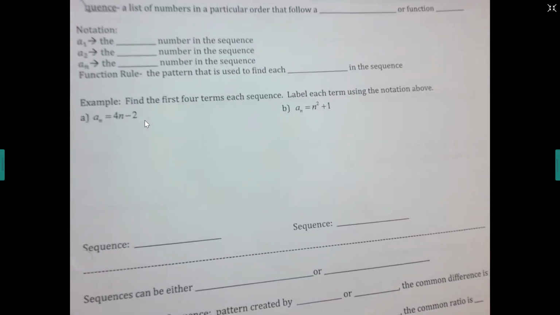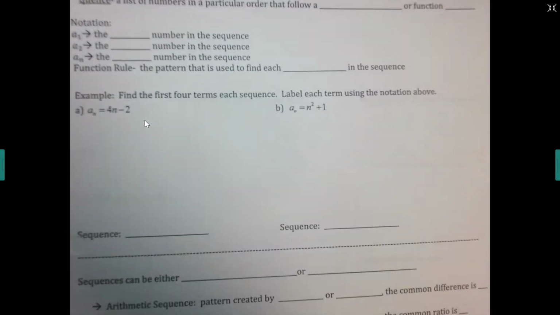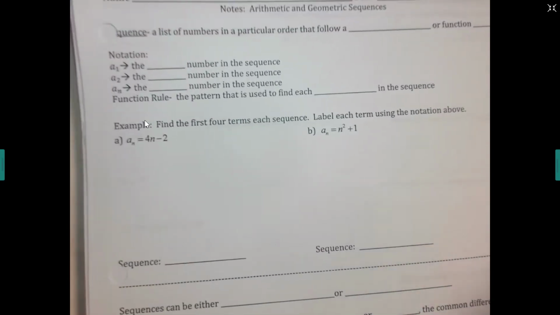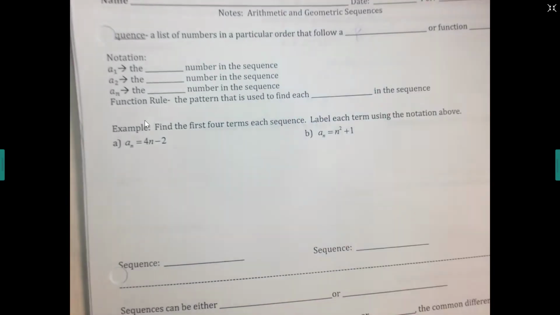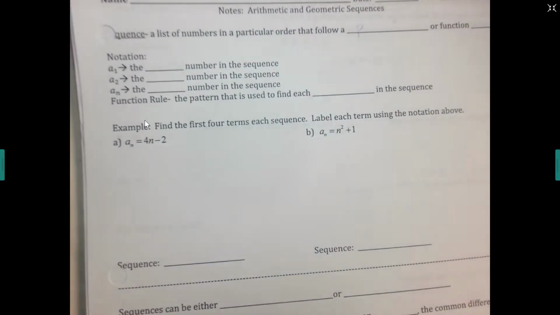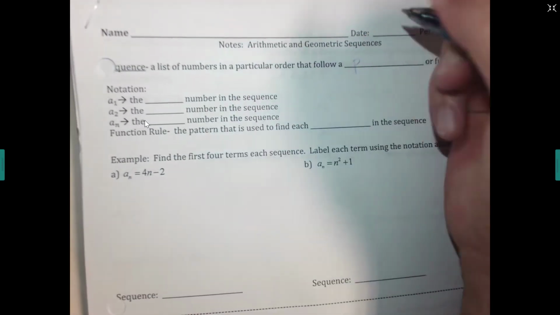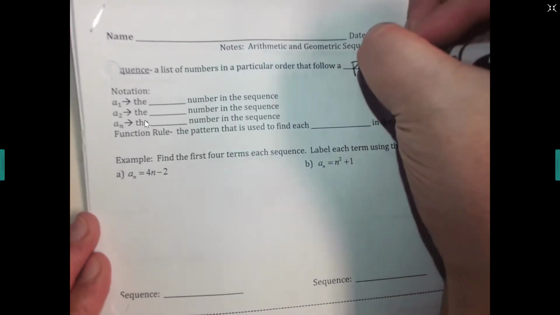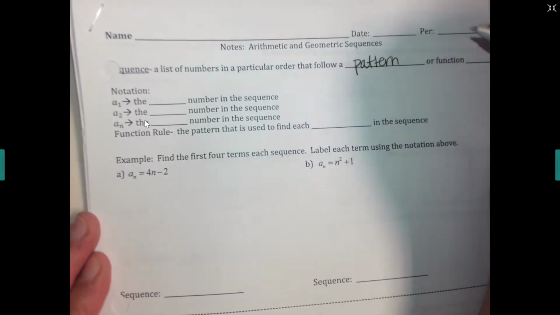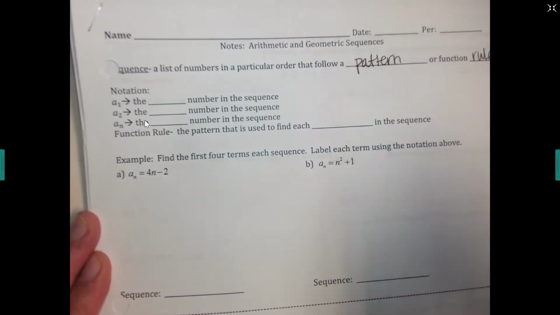All right, so a sequence, which is what your notes are on today, is a list of numbers that follow some kind of pattern. And we're going to call that pattern a function rule. Sometimes we'll refer to that as a function rule.